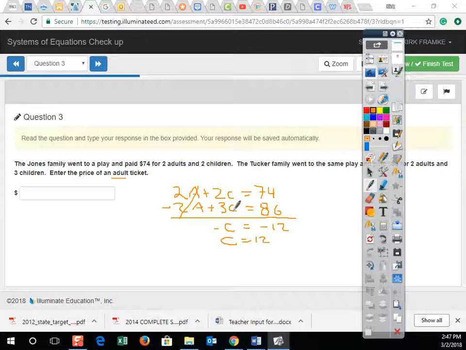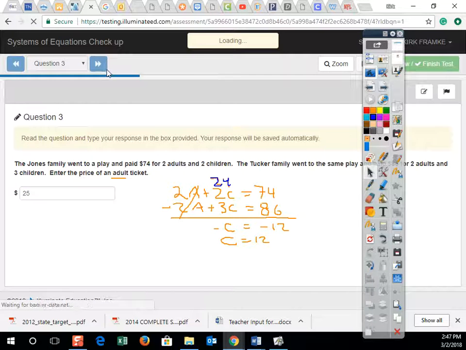So let's plug it in. 2 times 12 is 24. So I'm using this top equation now. For the second part, I'll use a different color. And so we're going to subtract 24 from both sides. 74 minus 24 is 50. We have 2 adult tickets, so each adult ticket is $25.